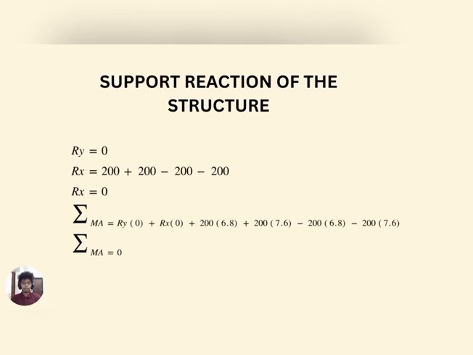Next, we will continue to calculate the support direction of the structure. For Ry, we will assume it becomes 0 because there are no forces at y. For Rx, 200 plus 200 minus 200 minus 200 becomes 0. For moment, Ry multiplied by 0 plus Rx multiplied by 0 plus 200 multiplied by 6.8 plus 200 multiplied by 7.6 minus 200 multiplied by 6.8 minus 200 multiplied by 7.6. So the moment will become 0.